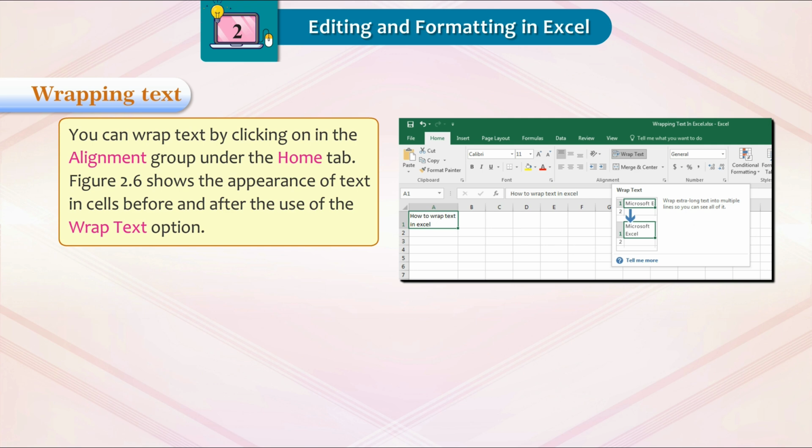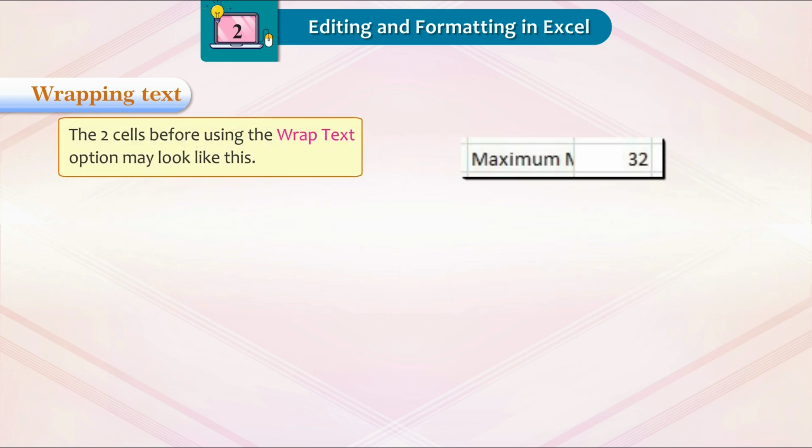You can wrap text by clicking on Wrap Text in the Alignment group under the Home tab. Figure 2.6 shows the appearance of text in cells before and after the use of the Wrap Text option. The two cells before using the Wrap Text option may look like this. The two cells after using the Wrap Text option may look like this.